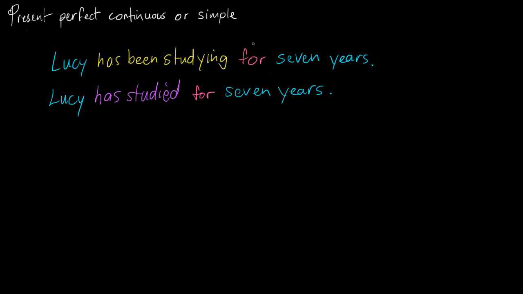In both cases they're using for to then lead us onto a period of time or a length of time of 7 years. Now when this is the case, when you have a nice simple sentence here and you're just trying to show the length of time that someone's been doing something, there's no real difference between the two tenses, so either one's perfectly okay.